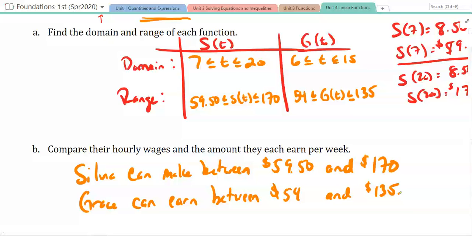Some weeks Sylvia will make more money than Grace because maybe Sylvia works more hours than Grace does, and she would make more in that sense because, even though she earns less per hour, if she works more hours, she's going to make more, right? And we see that here, right? Sylvia's low end is $59.50 because she worked 7 hours minimum, whereas Grace earns more money per hour, but her minimum number of hours is only 6 hours a week, so she would earn less.